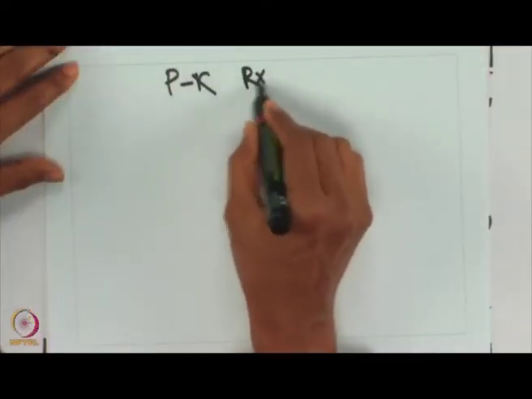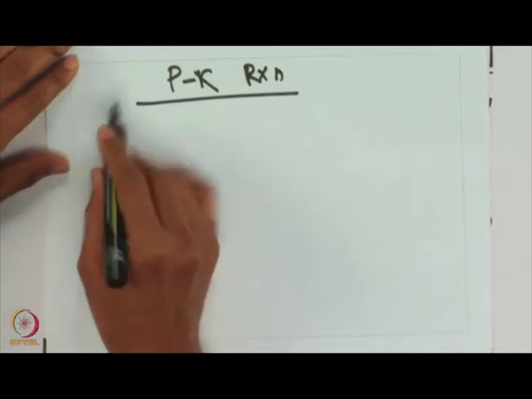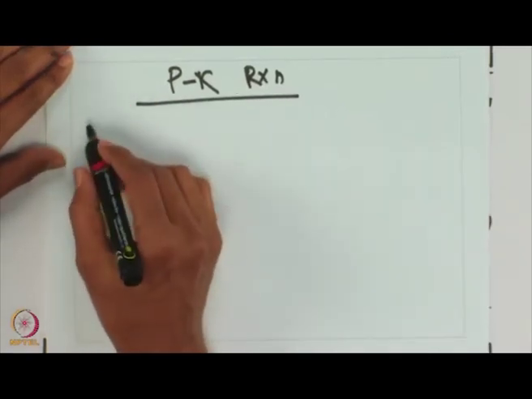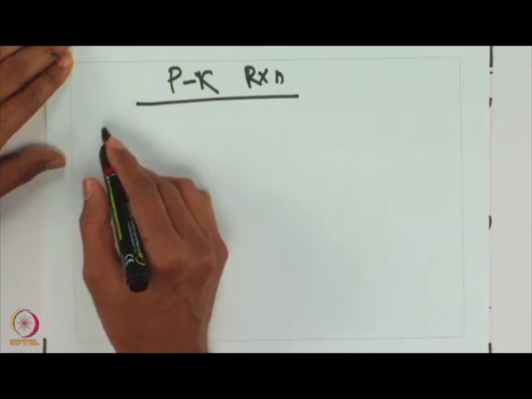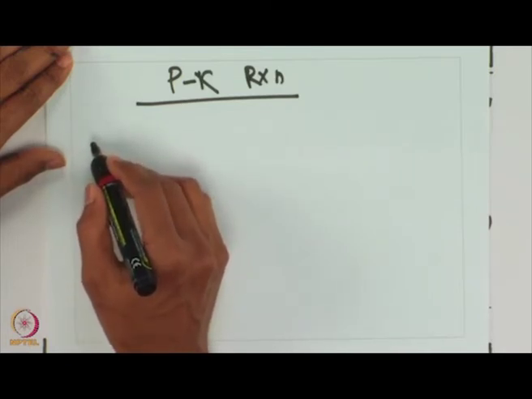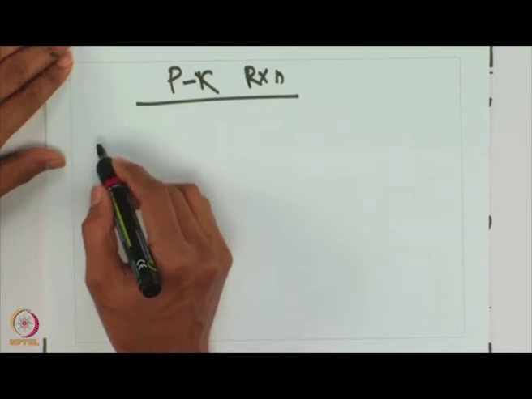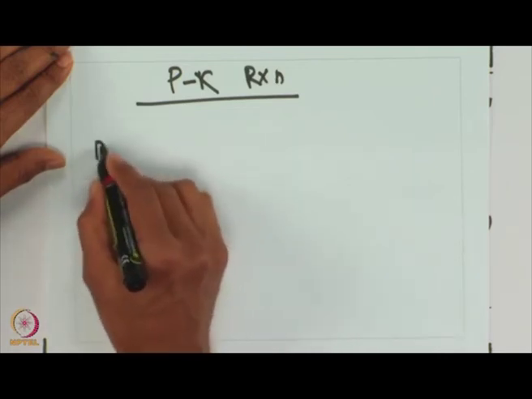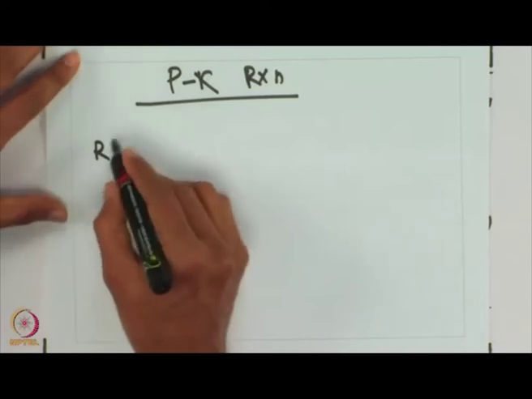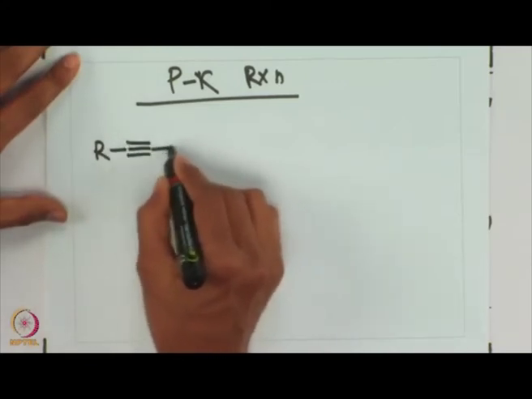Pauson-Khand reaction, let us say. Now, as I was telling, although it has excellent functional group compatibility, it is very sensitive to alkene substitution. In general, tri- and tetrasubstituted alkenes do not work very well. Acetylene and terminal alkynes are the best ones. Let us therefore take the terminal alkyne.